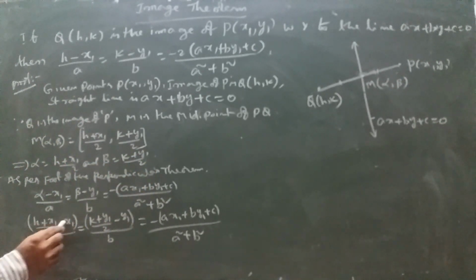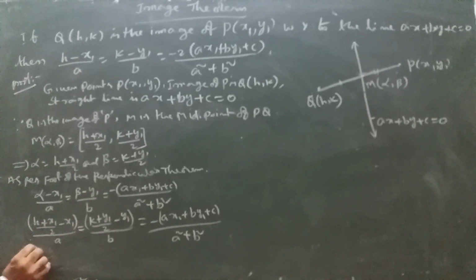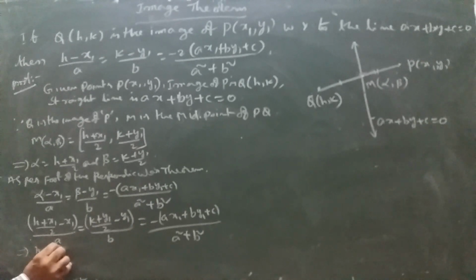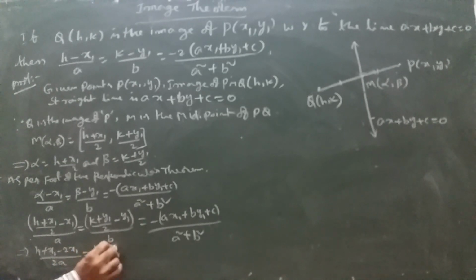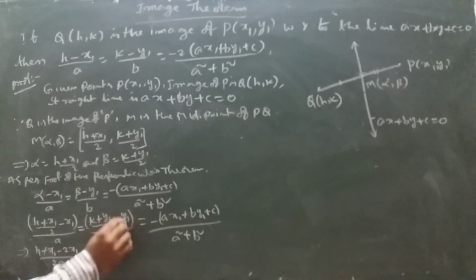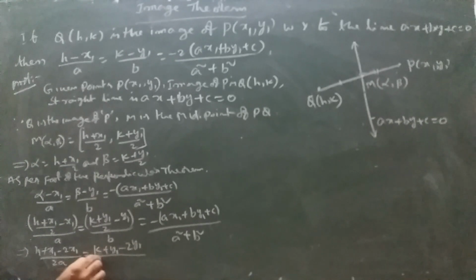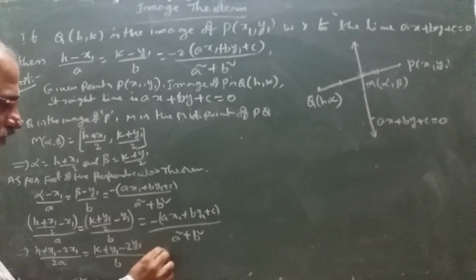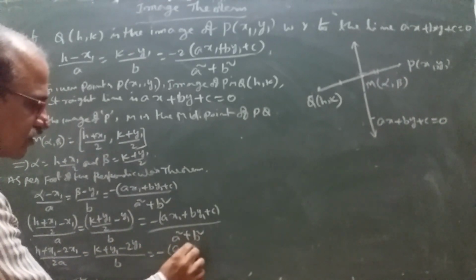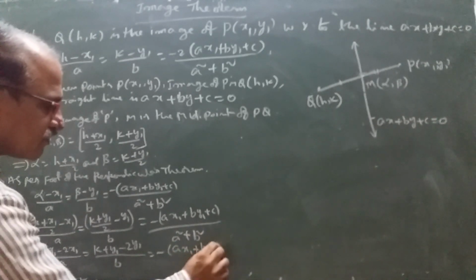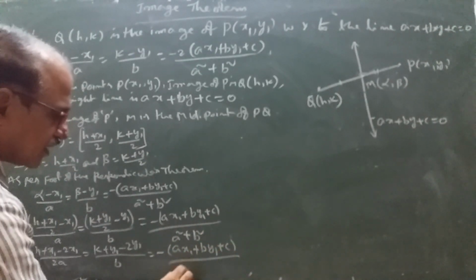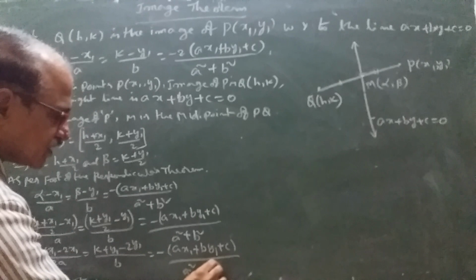By simplification, by taking LCM, we can write (h + x1 - 2x1)/2a = (k + y1 - 2y1)/2b = -(ax1 + by1 + c)/(a^2 + b^2).